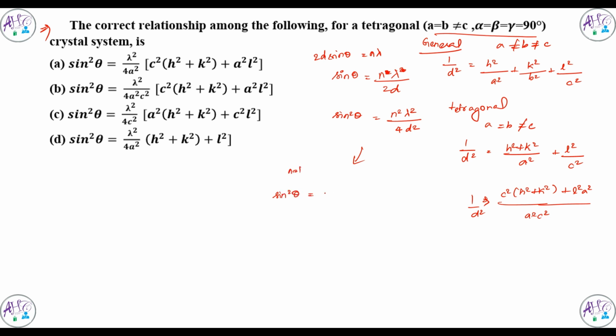If you consider n is going to be 1, this is going to be lambda square by 4 into 1 by d square. So we have the 1 by d square value. If you solve, this is going to be equal to lambda square by 4 into (c square times (h square plus k square) plus a square times l square) by a square c square. So if you see your option B, option B has lambda square by 4 a square and c square. So your option B is the correct answer.